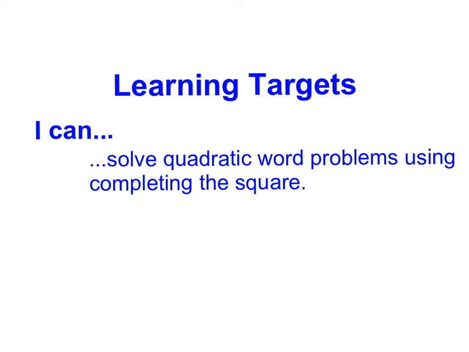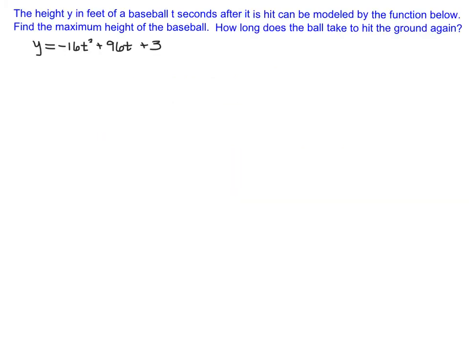In this video, we're going to solve quadratic word problems by using completing the square. So let's look at this first word problem together. It says the height y in feet of a baseball t seconds after it is hit can be modeled by the equation below. Find the maximum height of the baseball, and how long does the baseball take to hit the ground again?